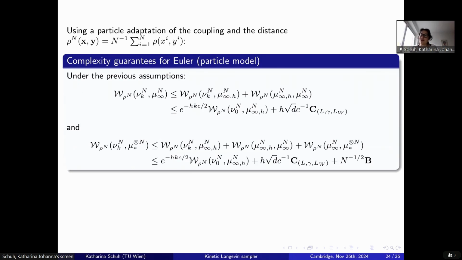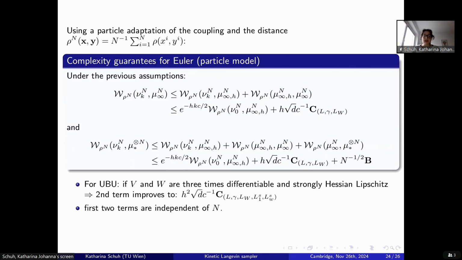And for the last term, we can now use the result from the previous slide that we can bound the difference of these two measures by n to the -1/2 times b. And in particular, these first two terms are independent of the number of particles, so independent of n. And so with this, we can also get guarantees.